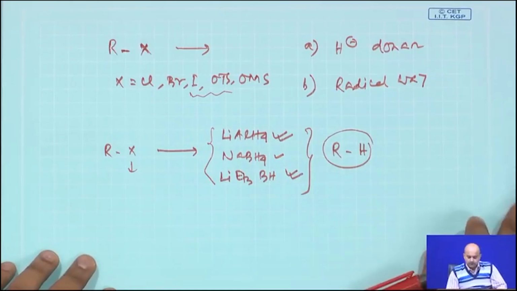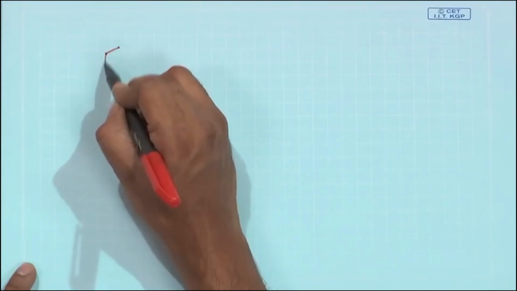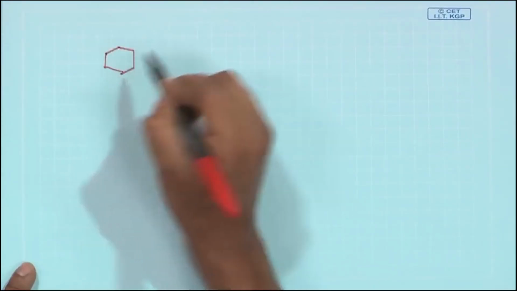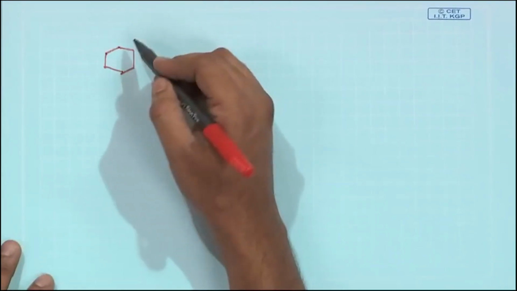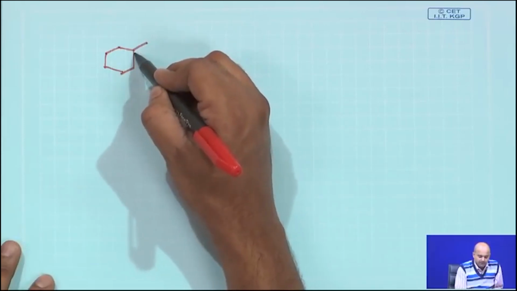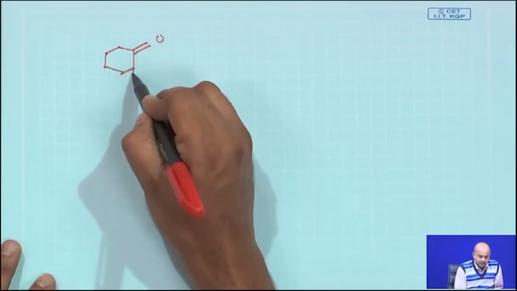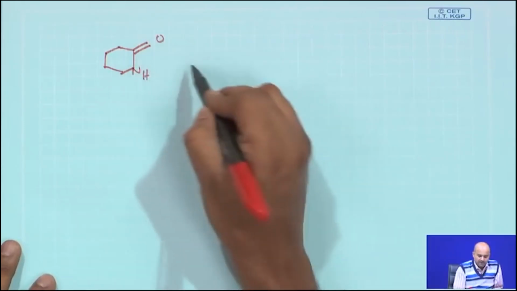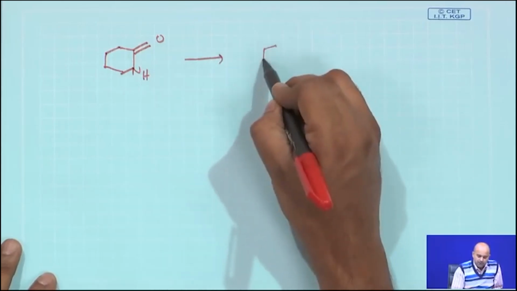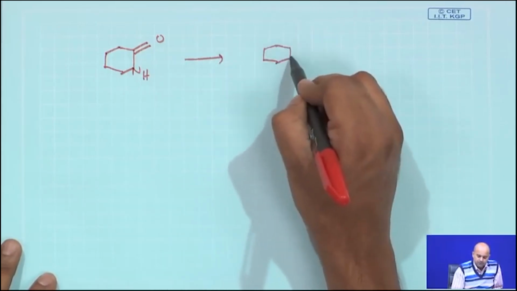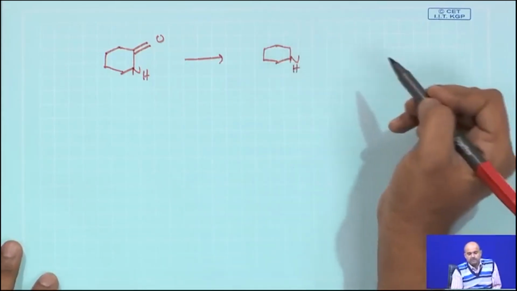So, in principle, I can give you a very similar kind of example, but you may not call it a redundant functionality. Say you have an amide and you want to convert this amide to an amine.